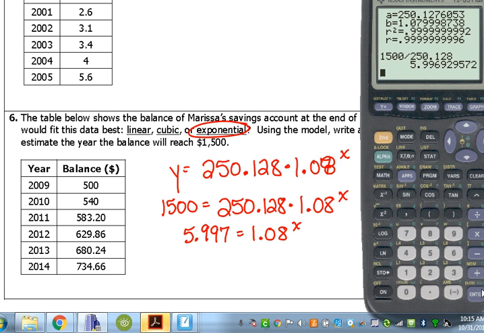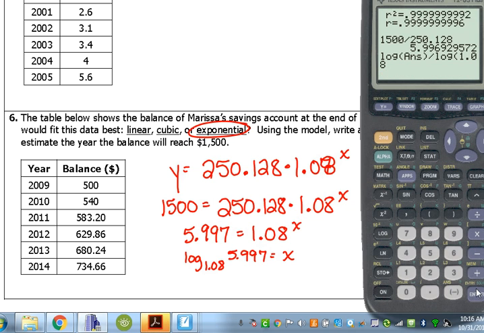Then what do we do? What did we do at this point to get the variable by itself? It's stuck in that exponent. How do we get it out of the exponent? Log form. The base is always the same as the base of the exponential. And the whole point of this is the variable, we want it by itself. So the x goes on the right side of the number, the 5.997 goes inside. And how do we evaluate that number right there? Change of base, right? The log of 5.999 divided by the log of 1.08.